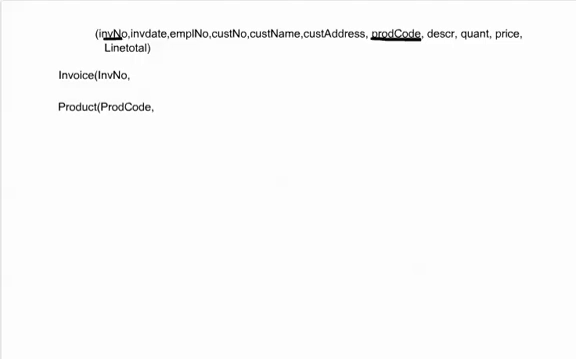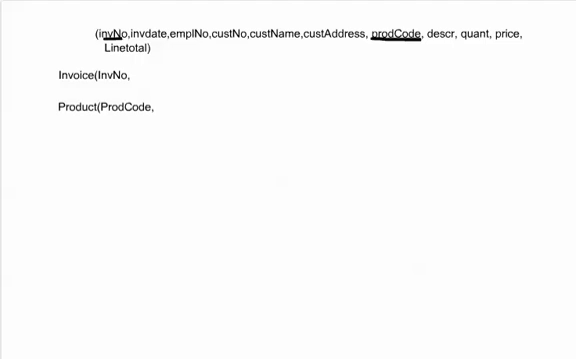Our goal now is to identify partial functional dependencies. What is a partial dependency again? It means it's only partially dependent on the key. My key at this stage is the invoice number and the product code. So anything that is only dependent on one of those is partially dependent.